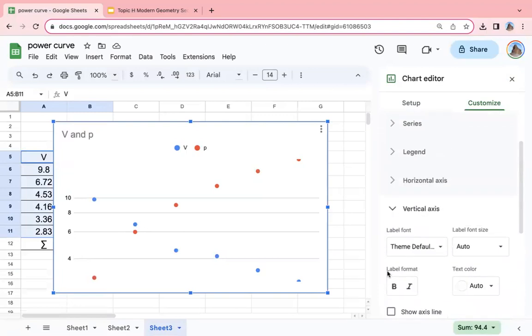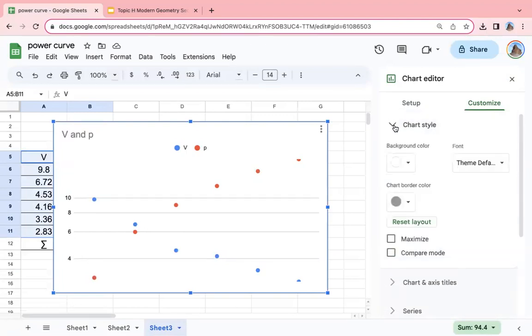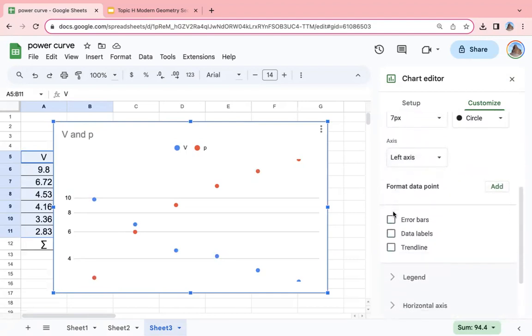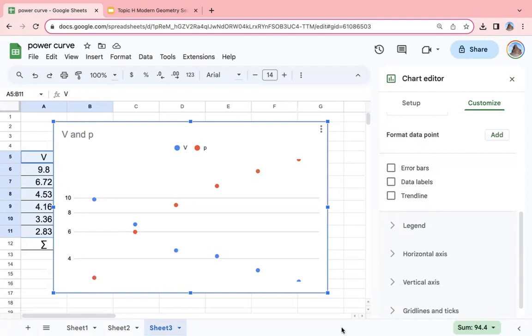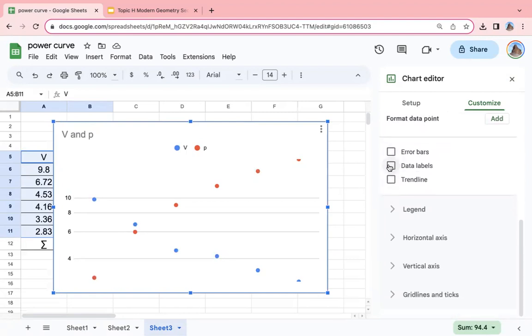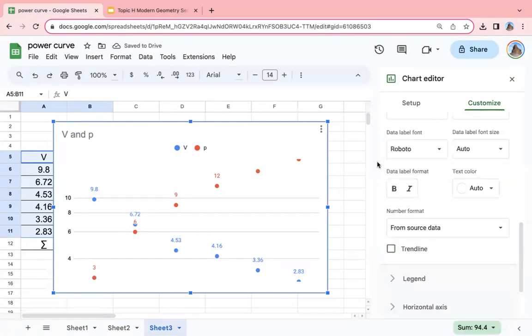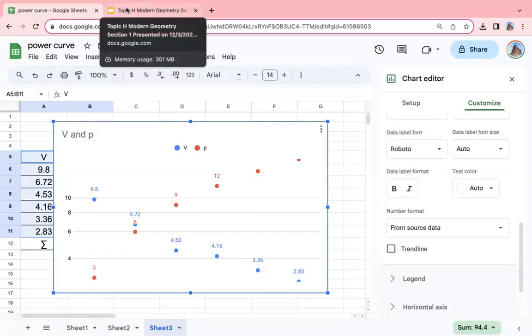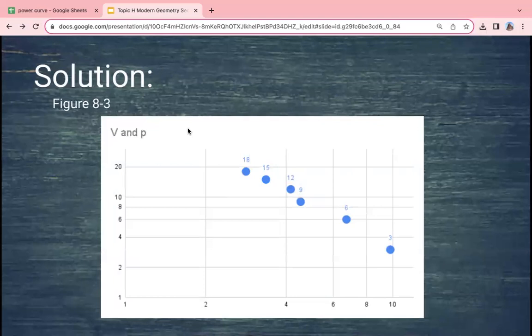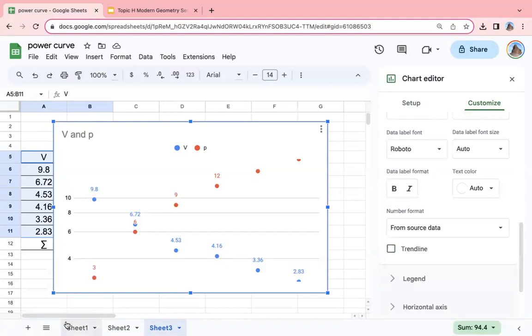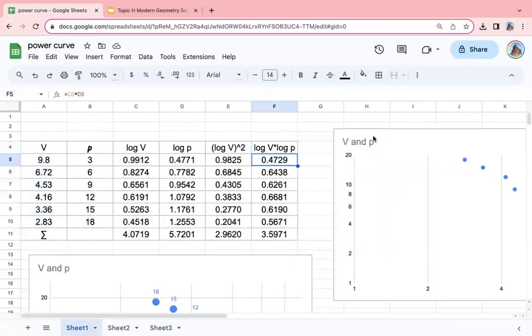The log scale. Okay. Data labels. Stores data. So you can play with this. That's what I like about Google Sheets. So this is what I came up with. Let me show you that one here. I got it prepared. So this is my graph.